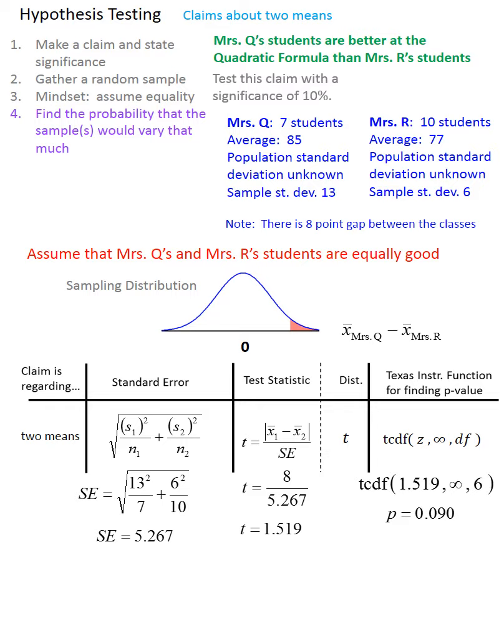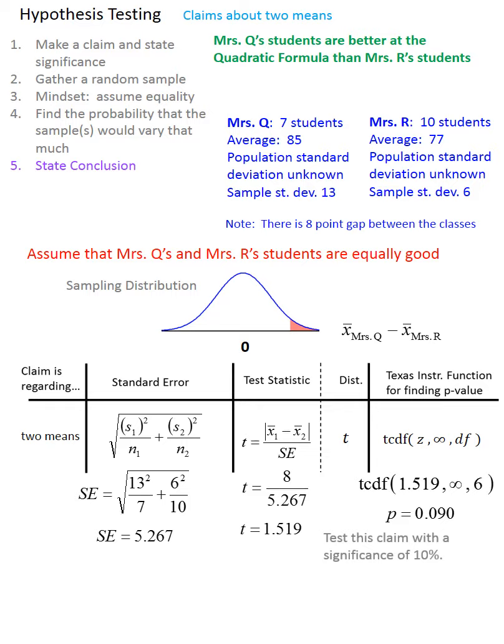It's also worth pointing out that the degrees of freedom here is 6. When you're using degrees of freedom, you may recall that it's 1 less than the sample size, but here we have 2 sample sizes. So notice the degrees of freedom is actually 1 less than the smaller sample. Mrs. Q's sample happened to be smaller. She had 7 students. 1 less than 7 is 6, and that's my degrees of freedom.